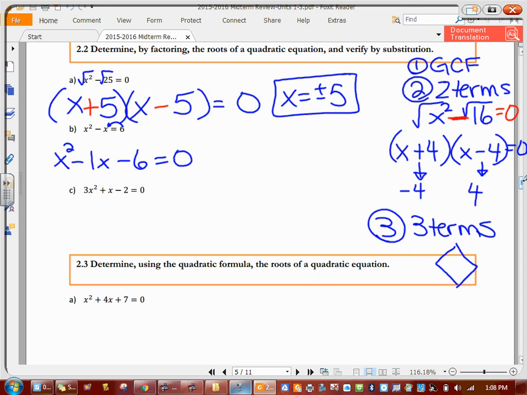On my diamond, the top is always the A number times the C number. The bottom is always the B number. So I have a hidden 1 in front of my x squared. 1 times negative 6 is negative 6 for my top number. My B number is a negative 1. So now, I'm just going to remove our rules here so that I have more room.